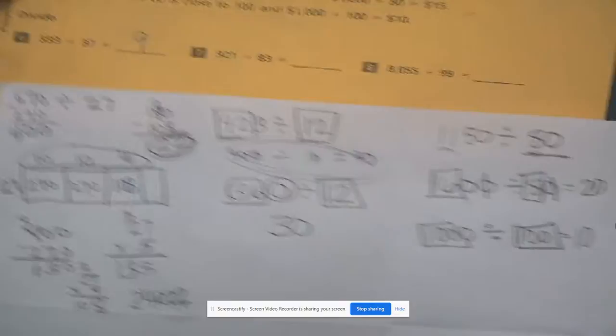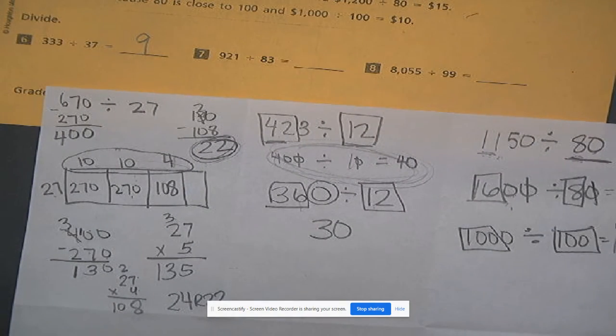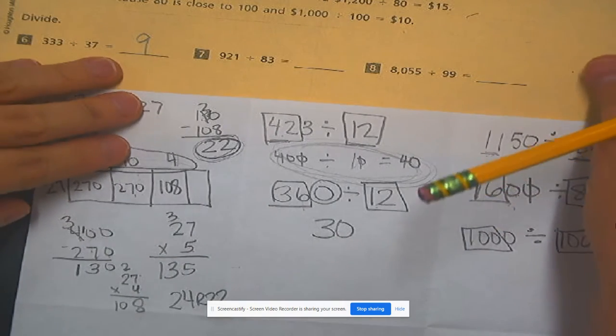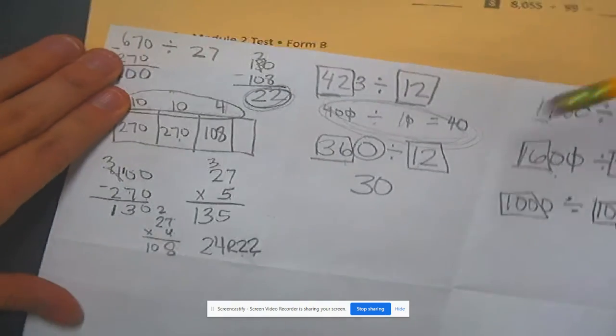Okay. Thumbs up if you want to do an area model, or thumbs down if you want to do a partial quotient. Oh, looks like most everybody wants partial quotients. Okay, here we go.